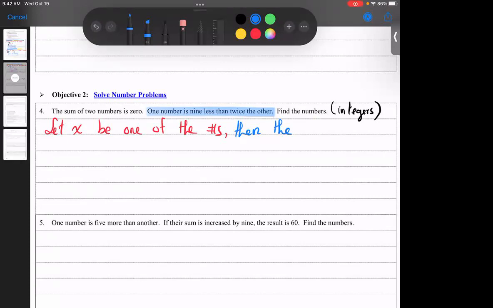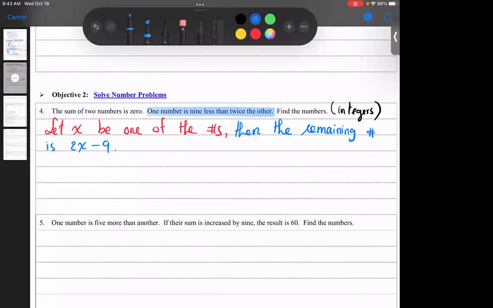Then the remaining number is 2x minus 9. If it's 9 less than twice the other, you take 2x minus 9. If the problem says 9 less twice the number, then 9 minus 2x. So be careful. It's kind of like subtract and subtract from.